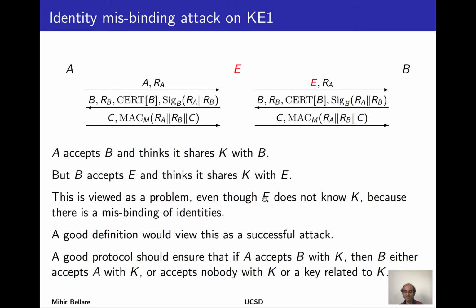But even though the adversary doesn't actually know what the session key is, there's something wrong with this picture, this misbinding of identities. And over time, cryptographers have decided that they view this as an attack that they would prefer not to see happen. And they tend to craft definitions that rule it out. So the understanding we gain from this is when we have a good protocol, it should ensure that if entity A accepts B with a certain key, then who B accepts can't be someone other than A, right? Now, note that the authentication is unilateral, so we can't say for sure B accepts A. But what we can say is that B either accepts A with that key or simply rejects, that it doesn't associate anybody with that key, and that's not what's happened here.